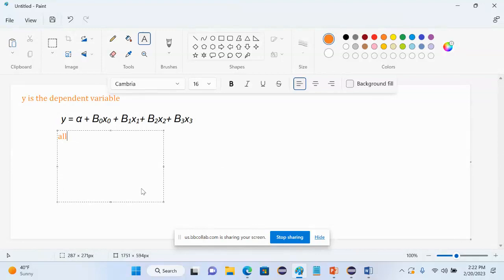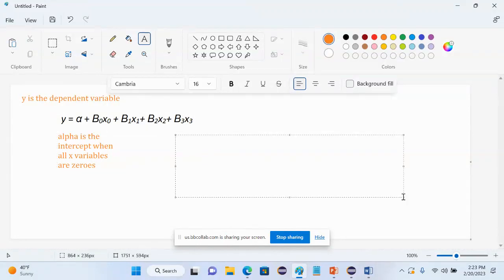Alpha, that screwy looking A there, is the intercept when all x variables are zero. And the betas, those are actually capital B's. If it were a real beta, it'd have a little tail on the B, but it's hard to put in PowerPoint, so it looks screwy. So I just went with B's. X variables are the independent variables, and the betas are multipliers for them.